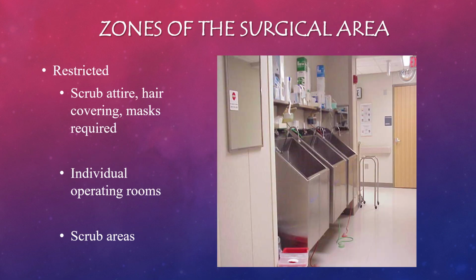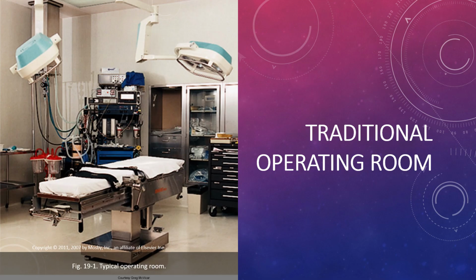Then the final one is the actual OR suite itself. So this is a traditional operating room. It is not that flashy. If you've seen Grey's Anatomy, it is not that big. Those Grey's Anatomy OR suites are massive, okay? This is very typical. You can see the anesthesia machine in the back corner. You can see the lights, and you can see the OR suite.